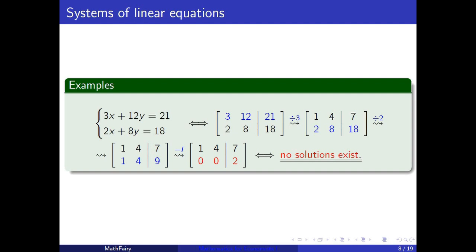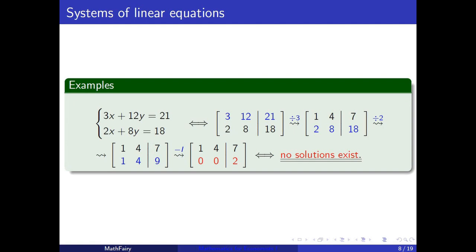Now, based on the last few examples, let's notice that a 2 by 2 system of linear equations has a unique solution if and only if the coefficient matrix, in other words, this 3, 12, 2, 8 in this case, so not the augmented, but the coefficient matrix, has a non-zero determinant. Otherwise, there could either be infinitely many solutions or no solutions at all.